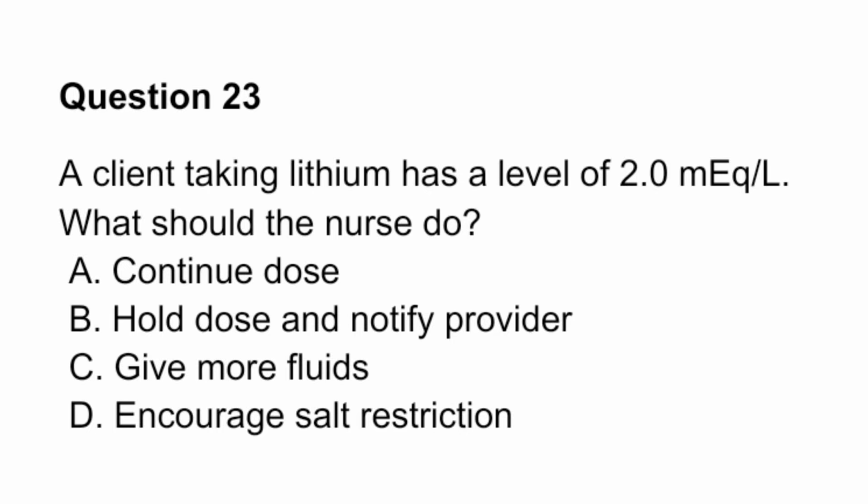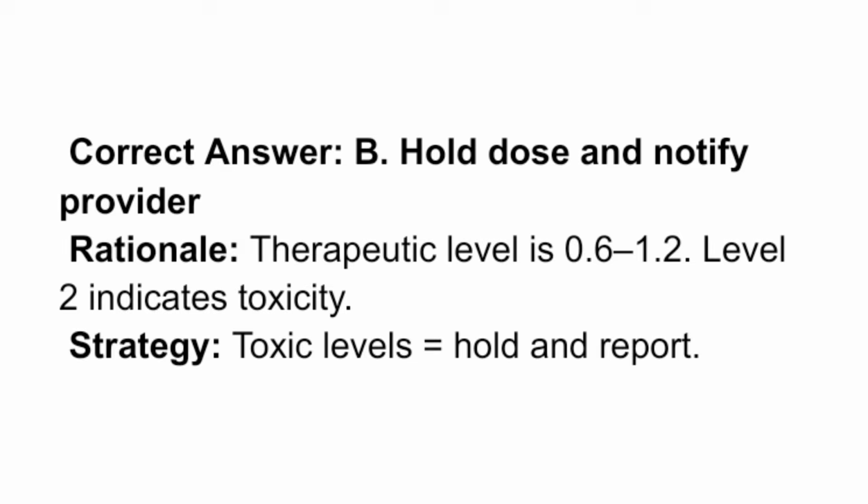Question 23. A client taking lithium has a level of 2.0 milliequivalent/L. What should the nurse do? A. Continue dose. B. Hold dose and notify provider. C. Give more fluids. D. Encourage salt restriction. Correct answer, B. Hold dose and notify provider. Rationale: therapeutic level is 0.6 to 1.2. Level 2 indicates toxicity. Strategy: toxic levels equals hold and report.